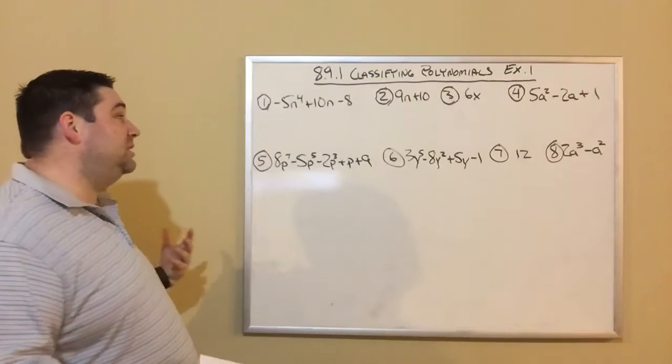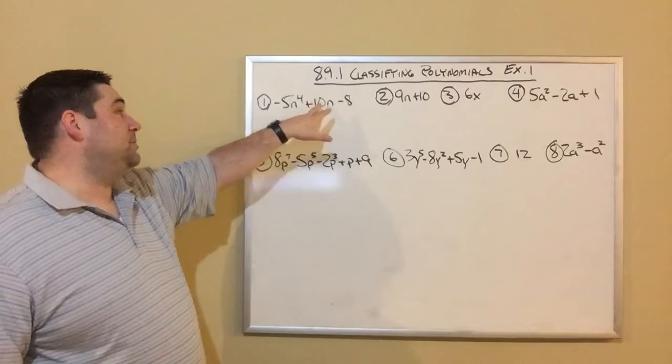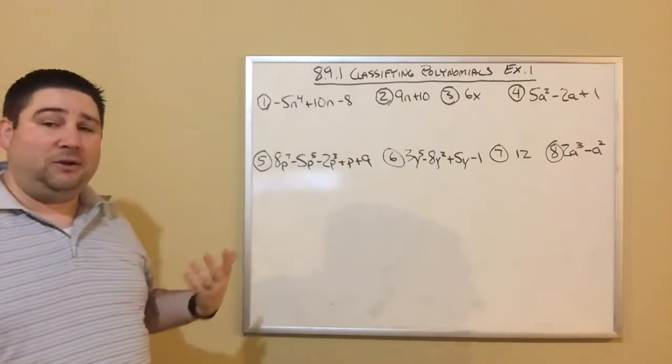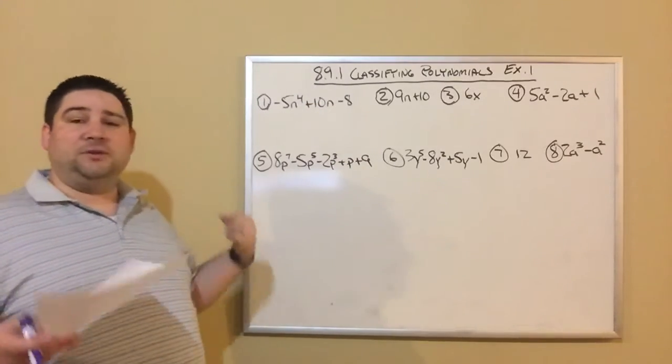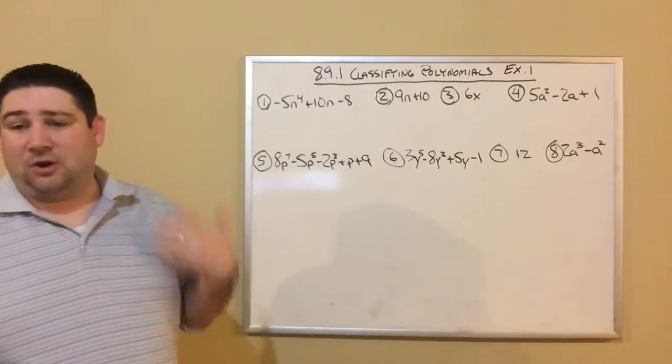and subtraction. For example, you look at this first one, negative 5n to the fourth plus 10n minus 8, is a polynomial. And so polynomials can be named in two ways. One way is by how many terms they have.